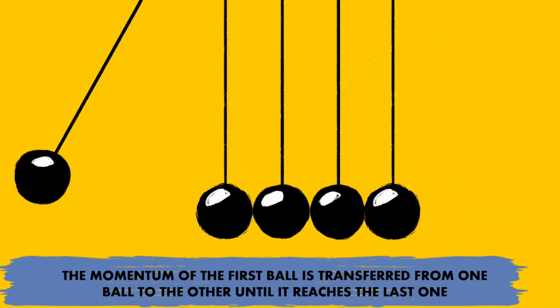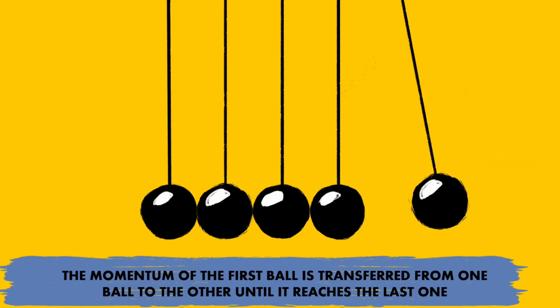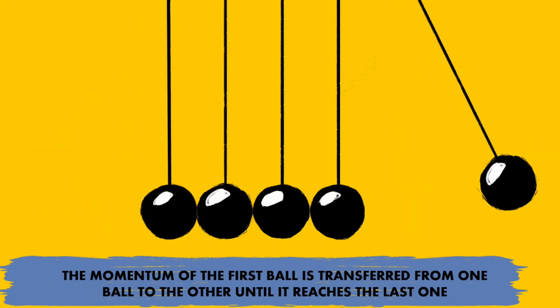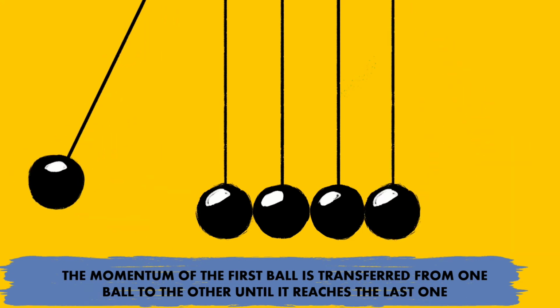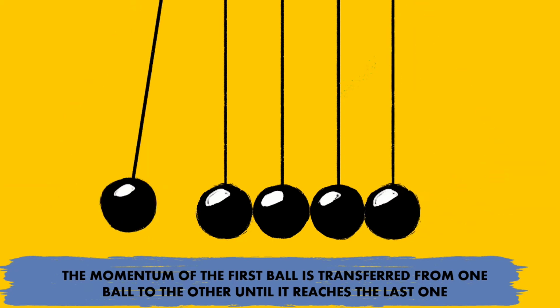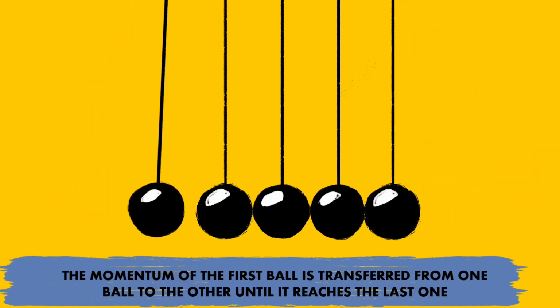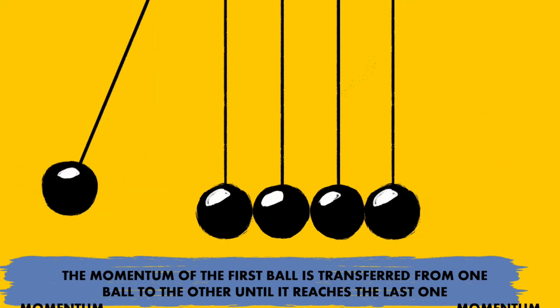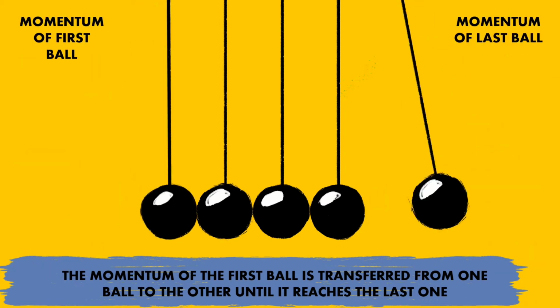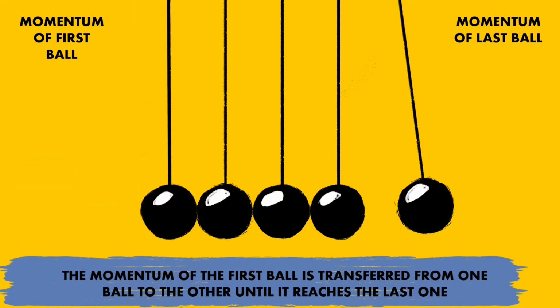On collision, the momentum of the first ball is transferred from one ball to the other until it reaches the last one. The last ball has no other body in front of it to transfer the momentum, and therefore it goes up. Assuming that no energy was lost, the momentum of the first ball is equal to the momentum of the fifth and last ball.